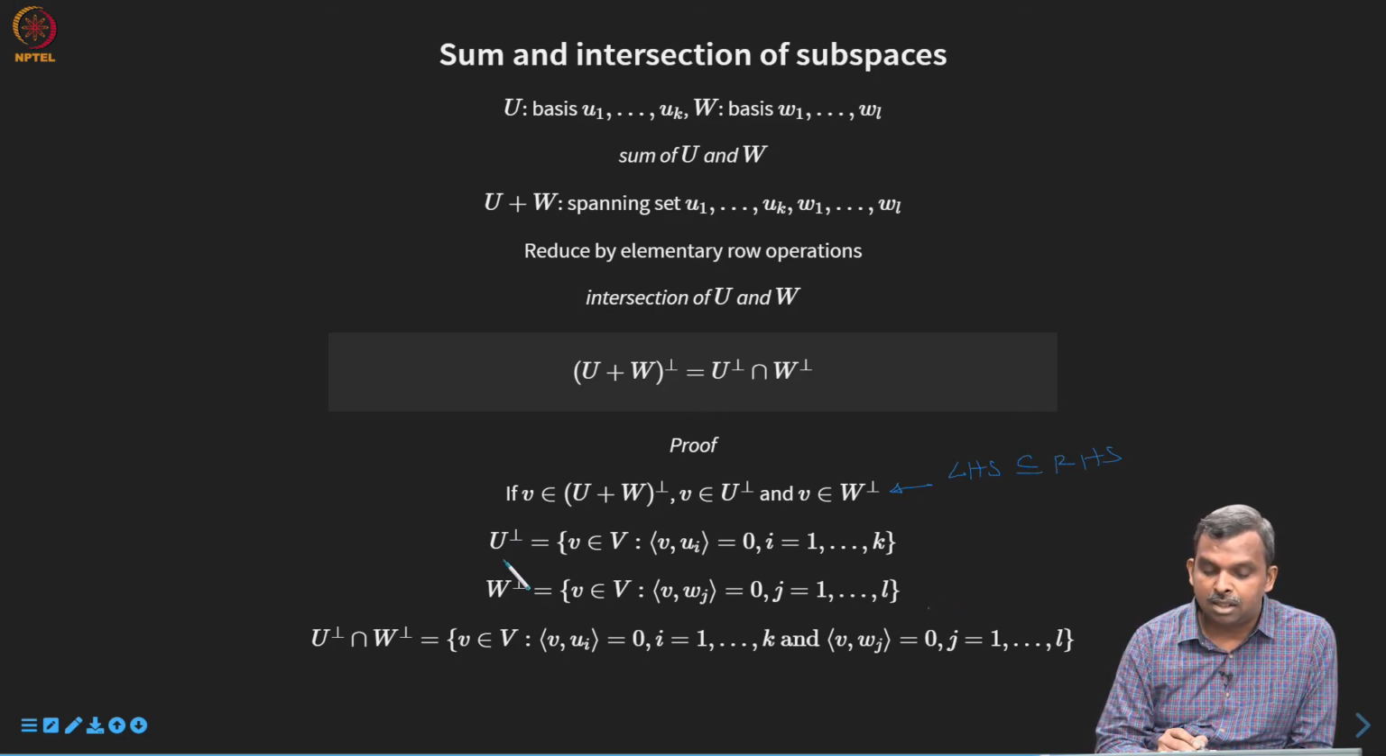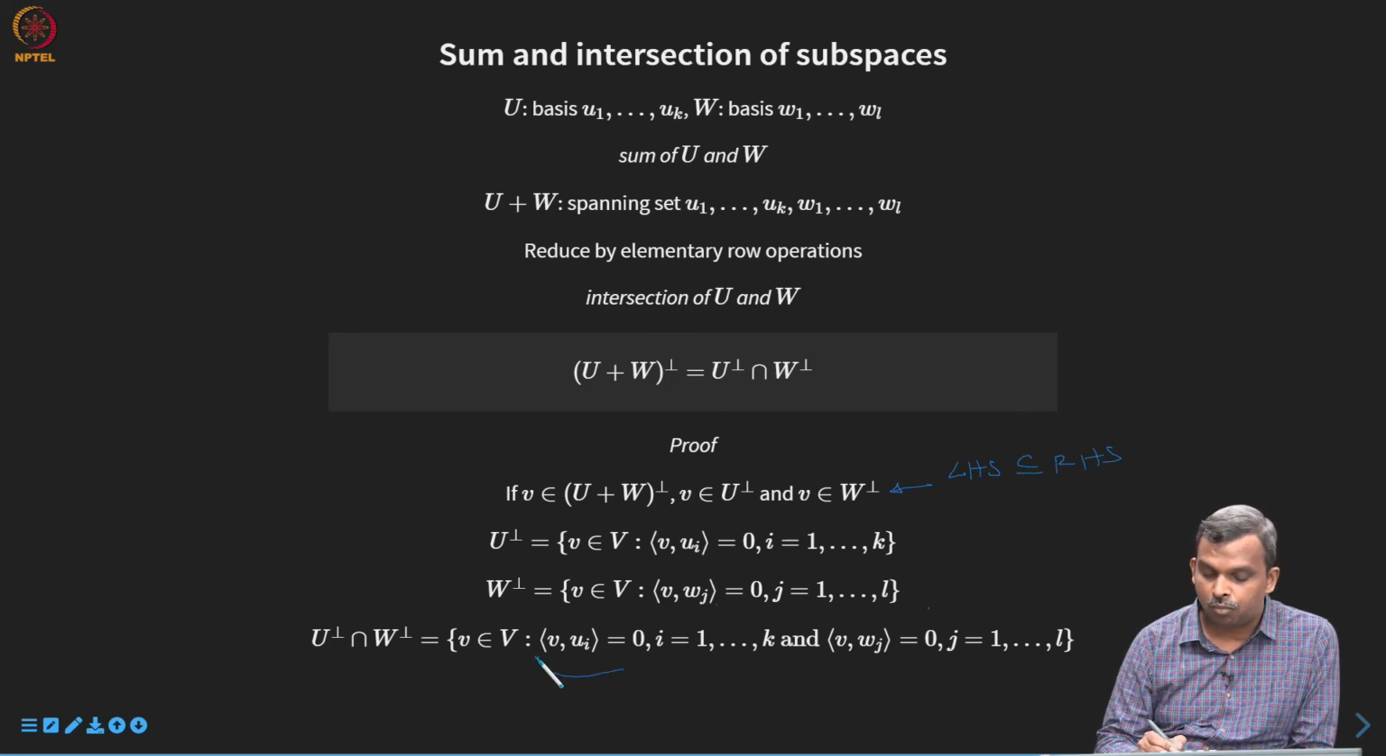The next step is to show RHS is a subset of LHS. For that, let us define U perp. U perp is the set of all vectors V which are orthogonal to all the Ui, where the Ui are the basis for U. What is W perp? The set of all V which are orthogonal to all the Wi. So what is the intersection of these two? The set of all V which are orthogonal to all the Ui and orthogonal to all the Wi. This is the definition. At that point we are done, right?